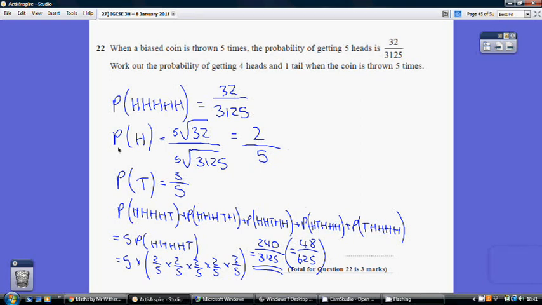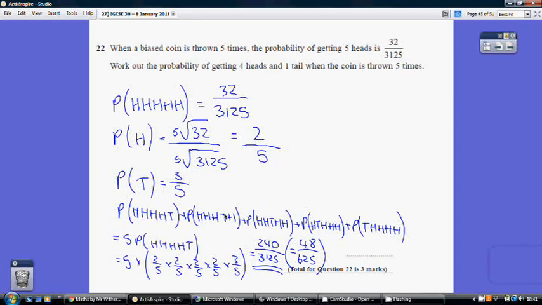Now, once you've worked out that the probability of a heads is 2/5, obviously the probability of getting a tails is the rest to make it up to 1, which is 3/5. Now, given this knowledge, heads being 2/5 and tails being 3/5, we've now got to work out the probability of getting 4 heads and 1 tails when the coin is thrown 5 times.